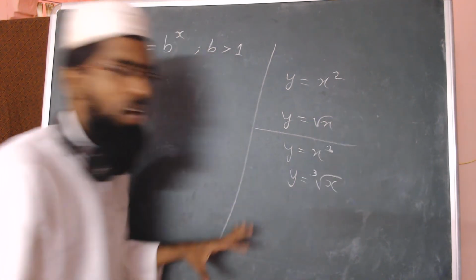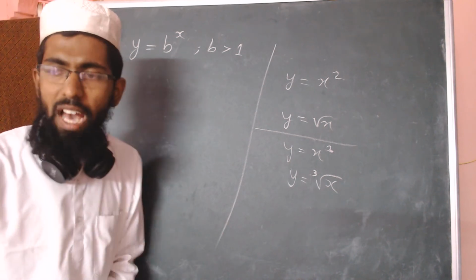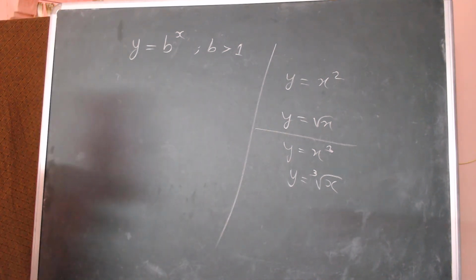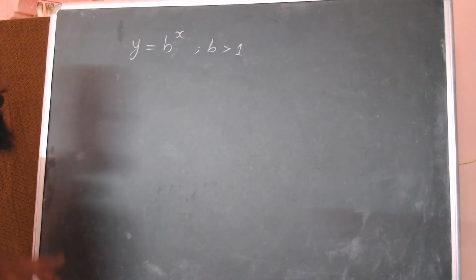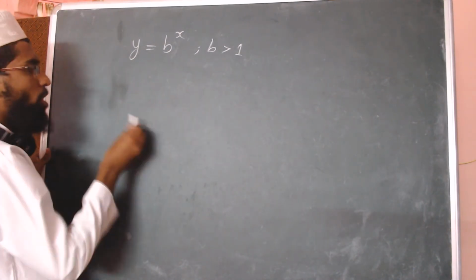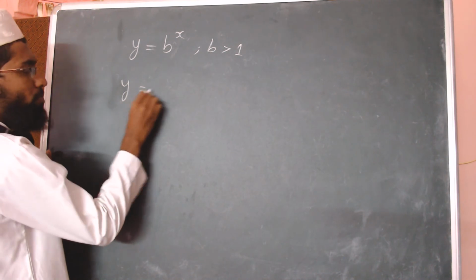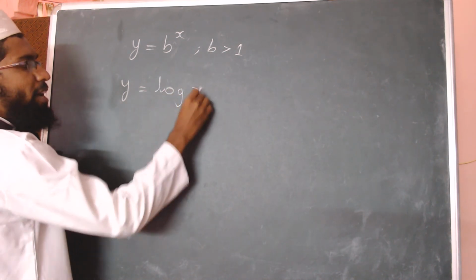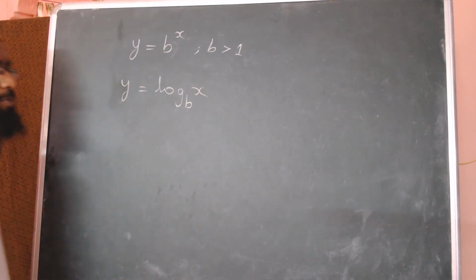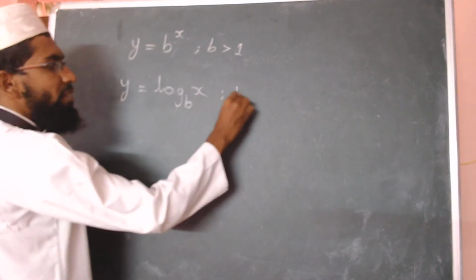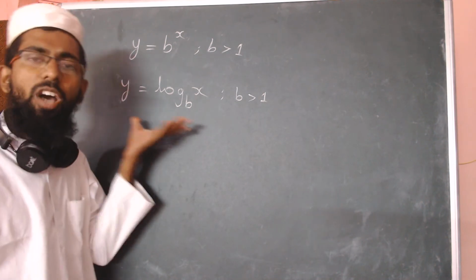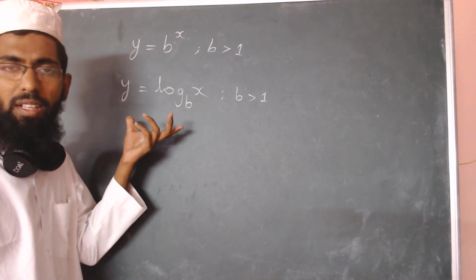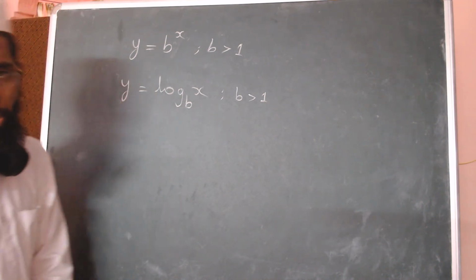Like that, for the exponential function also we have a function which is the inverse of it. That is what we call the logarithmic function. The logarithmic function is y equal to log of x base b, where b is greater than 1. This logarithmic function is nothing but the inverse of an exponential function.